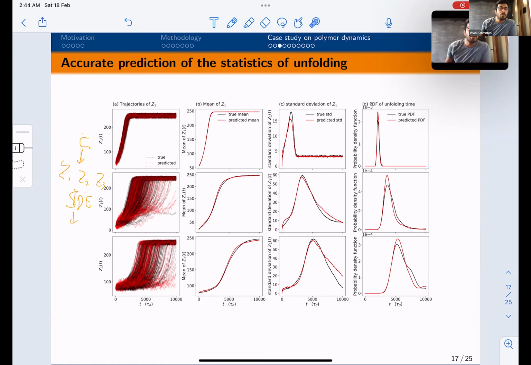Okay. So just from the initial condition, you are going all the way till 10,000 steps, in this case for the Z1 component. Yep. Thank you.